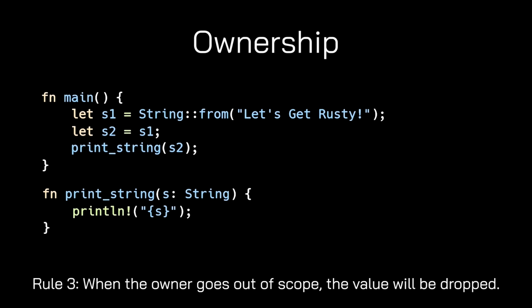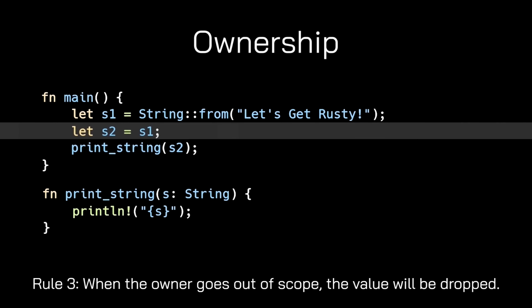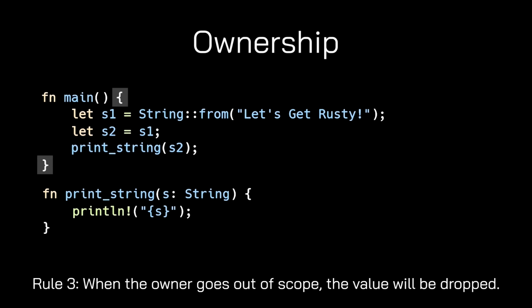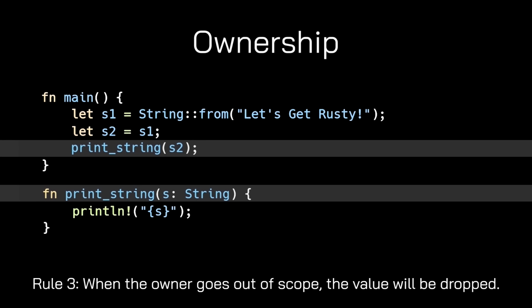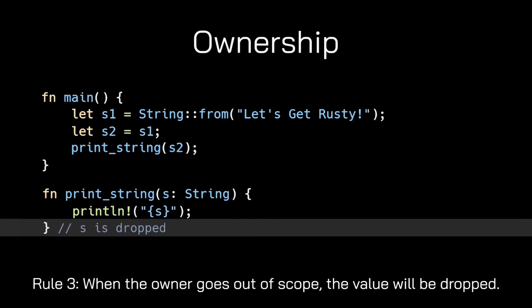The third rule states that when the owner goes out of scope, the value will be dropped. Scope simply refers to the region of code between curly brackets. When our heap allocated string is created, its owner s1 is in main's scope. Then ownership is transferred to s2, which is still in main scope. Finally, ownership is transferred to the s argument of the print string function. At this point, the owner of the heap allocated string, which is the s argument, is inside the print string function scope. At the end of the function, s goes out of scope, and the value, which is a heap allocated string, is dropped, or deallocated, or cleaned up, whichever word you want to use.